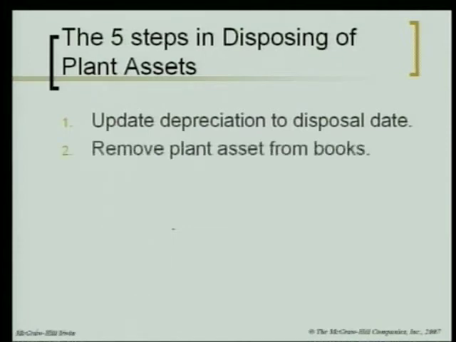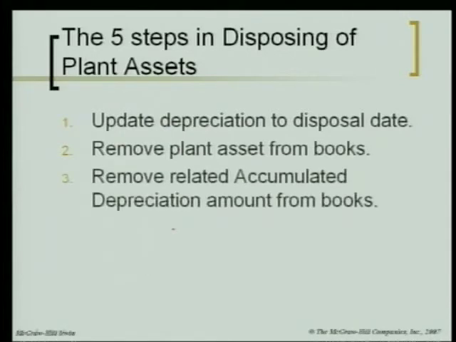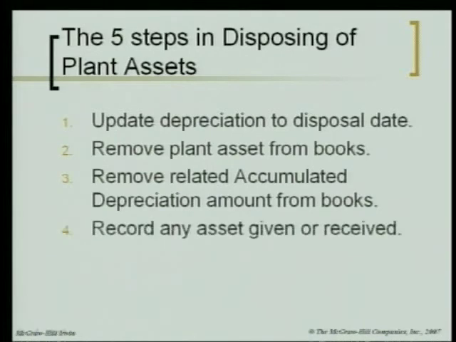The first thing you want to do is remove the plant asset from the books. Now plant assets have a cost, it's a debit balance, so you're going to be crediting something, right? Okay? And we'll do an example here. The second thing you're going to do is remove the accumulated depreciation from the books. What type of account is accumulated depreciation? Contra asset with a debit or credit balance? Credit. So to take it off the books, what do you have to do? You have to debit it. That's the third step. The fourth step is you're going to record any asset given or received.